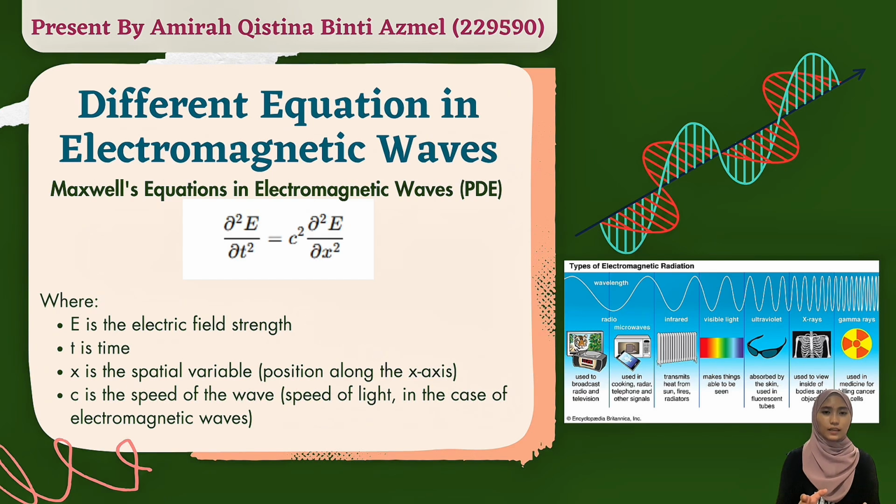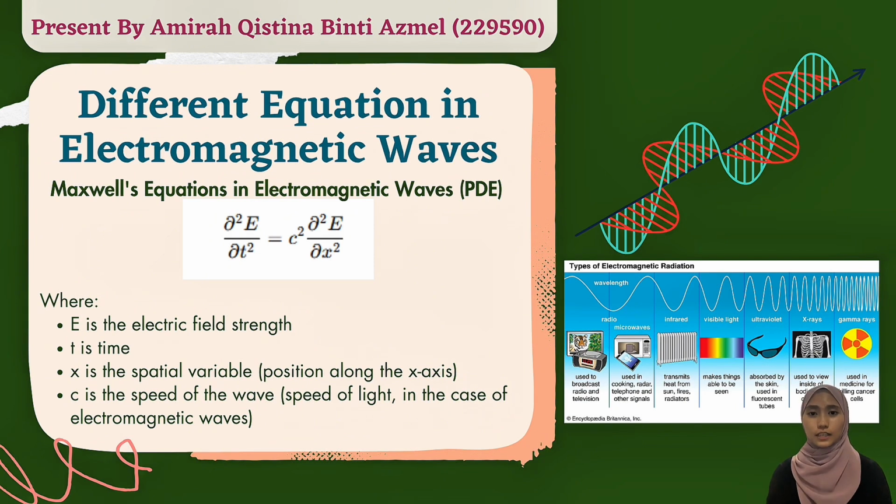We all know that electromagnetic waves such as light waves, radio waves, and microwaves do not just appear out of nowhere, but they are described by mathematical equations, namely Maxwell's equations. That is a set of differential equations that describe how electric and magnetic fields behave.